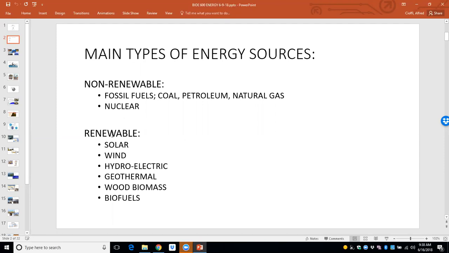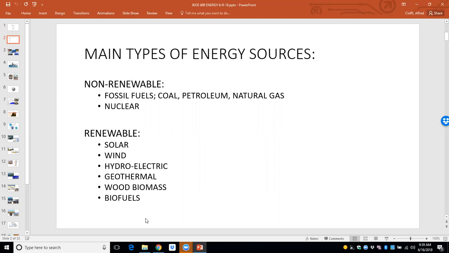For example, solar energy. Solar is definitely renewable in the sense that we have a constant source of sunlight hitting some part of the earth every day. Wind energy also, the wind is always around. Hydroelectric, as long as rivers are moving downstream, is a renewable source of energy. Geothermal also, which taps into the heat of the earth itself that is being produced from the core outward toward the crust. Wood biomass also, because that biomass is renewable in principle from forests and other wood chip products. And finally, biofuels, which is mostly a product of agriculture.